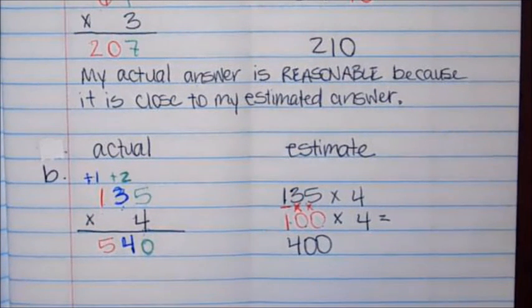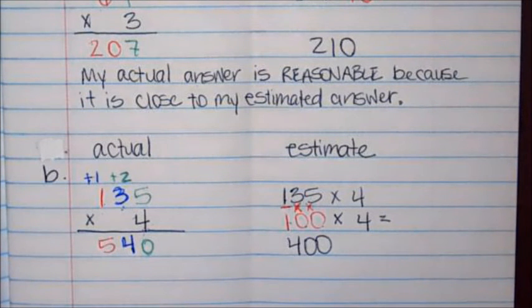So is my answer of 540 reasonable? Yes, it is, because 400 is close or in the ballpark. It's within the hundreds area, so both of the answers are in the hundreds and they are close in the hundreds. It's not like saying 5,400 and a 400 estimate. It's 500 and 400. So they are close. It is reasonable.